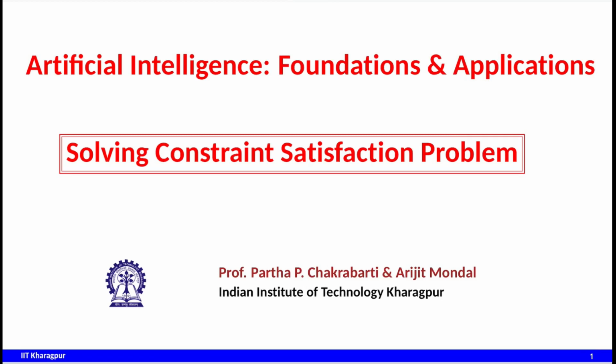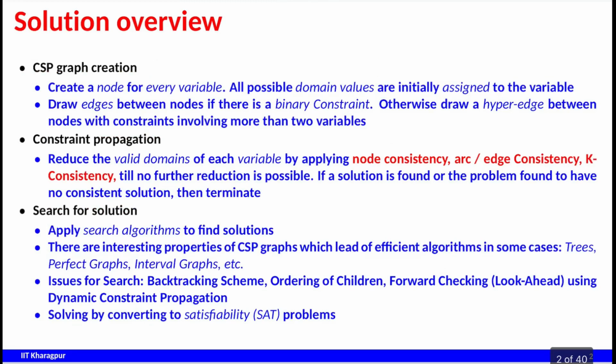Today we'll be looking into constraint satisfaction problems, particularly how to solve them. In earlier lectures we have seen, given a problem, how we can model it using the constraint satisfaction problem strategy. Today we will elaborate on how to solve the problem. In order to solve a problem, we have to follow a set of steps. The overall strategy to find a solution is as follows.